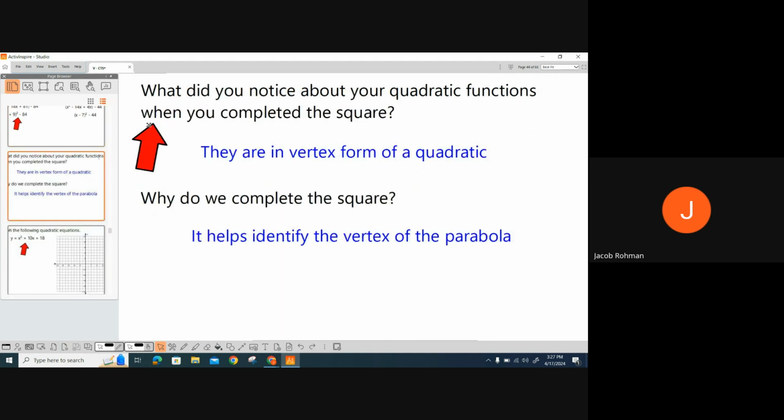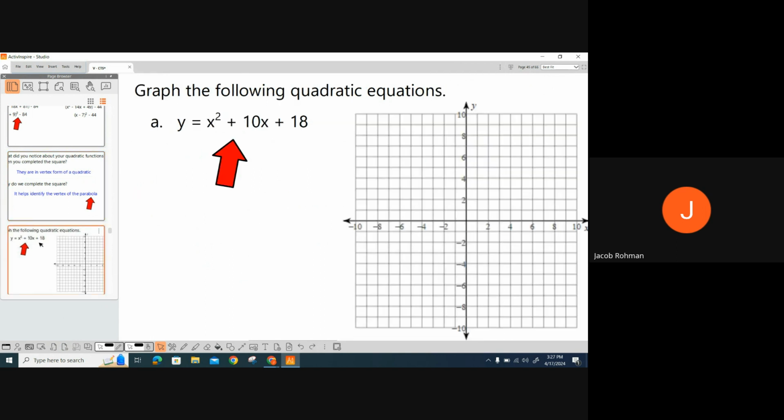So what did we notice about each of those functions? They are in vertex form of a quadratic. And why are we completing the square? Well, it helps us in that form, vertex form. It helps us identify the vertex of the parabola and some other features. So let's use that same idea on letter A here. So it says graph the following quadratic equation.